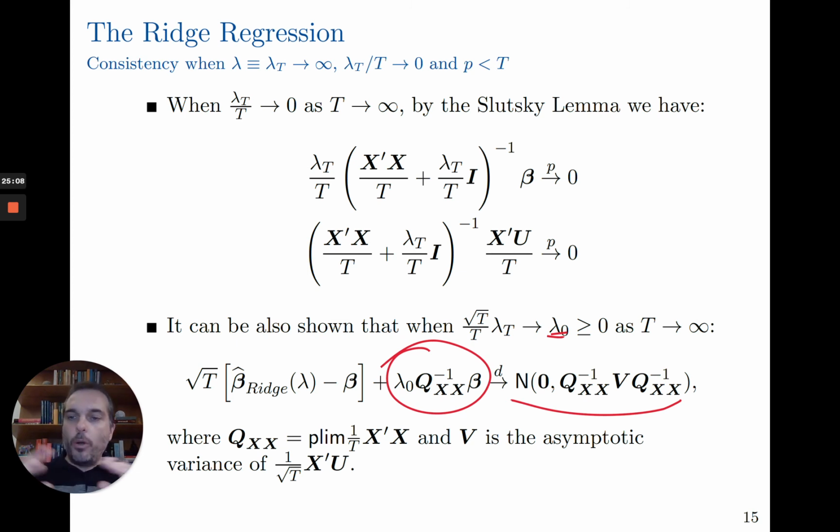Okay, so we know pretty well what ridge is doing when we have low dimensions. It introduces a bias, but it decreases the mean squared error. Because it decreases the variance, there's an optimal value of lambda that makes the MSE go down. So that's what I have to say in terms of low dimension properties of the ridge.